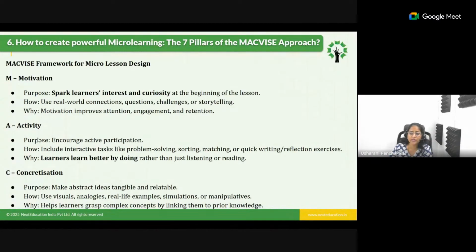Coming to the next one, activity. It encourages active participation and includes interactive tasks like problem solving, matching, quick writing, etc. Learners learn by doing rather than just listening. And concretization is where I spoke of more abstract information. That is where we need to use multimedia tools, so that the student can grasp complex concepts by linking them to prior knowledge.